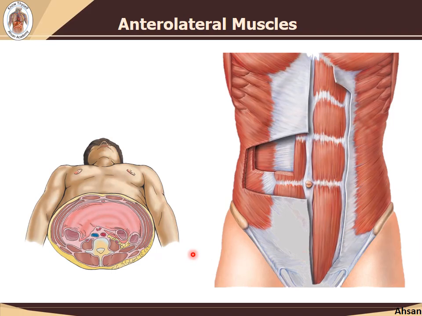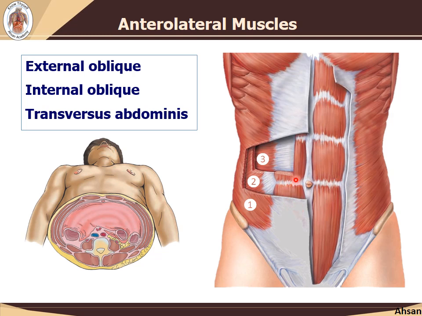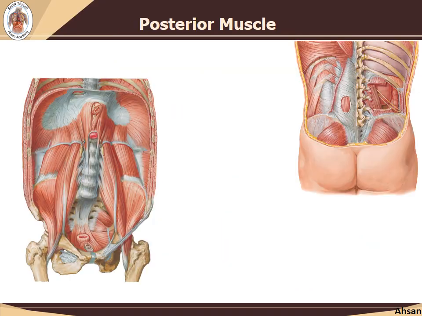The anterolateral muscles include three layers. This is the external oblique muscle. You can see this one is the external oblique. These two marked areas are the internal oblique muscle, and inside this is the transversus abdominis muscle. So these three muscles are considered the anterolateral muscles of the abdomen.